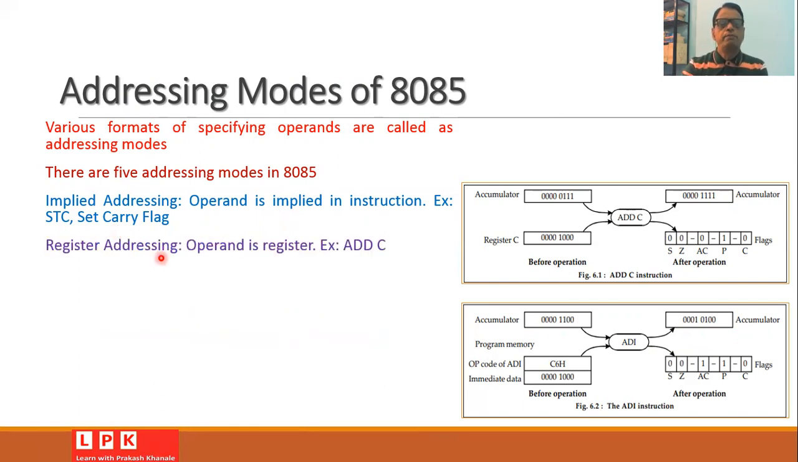Another addressing mode that is used is the register addressing mode, in which the operand is a register. Say for example, when we write the instruction such as ADD C, then one can easily observe that the register C is mentioned in the instruction itself.